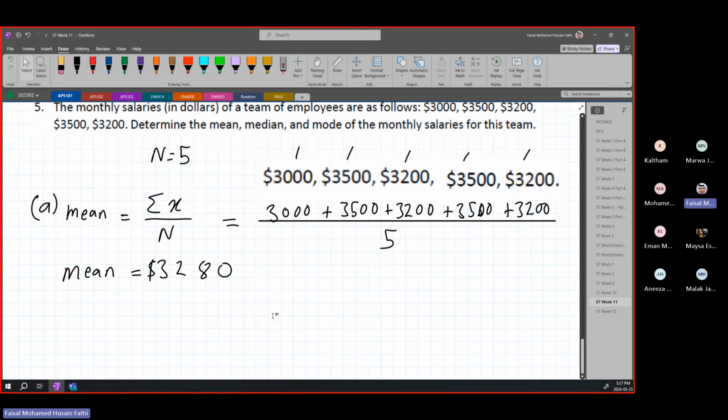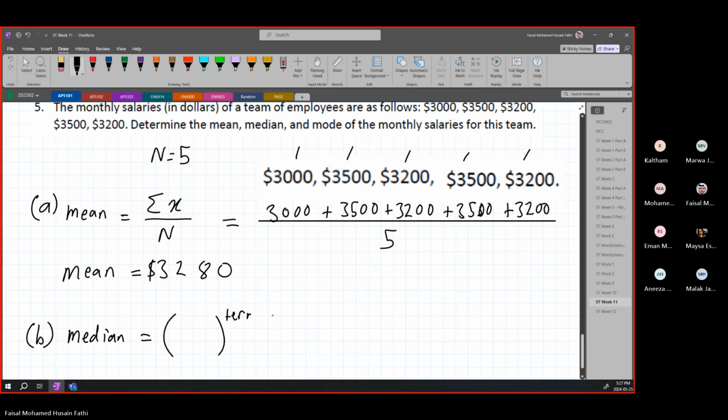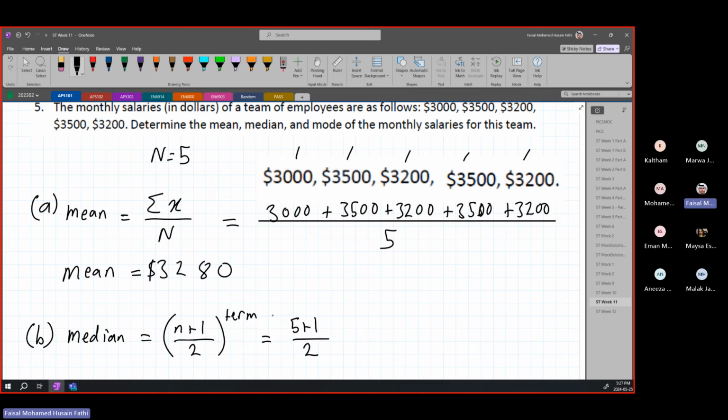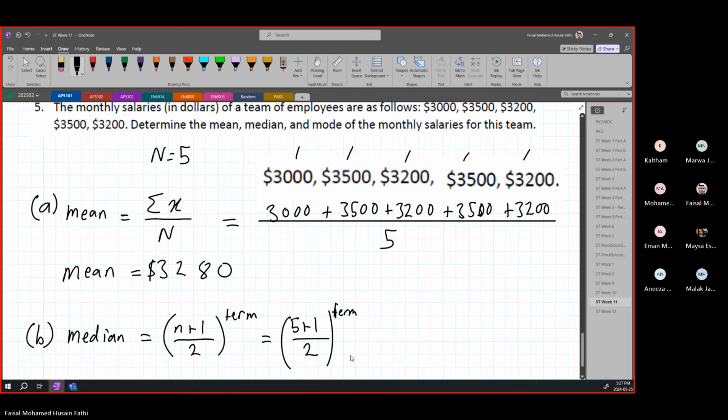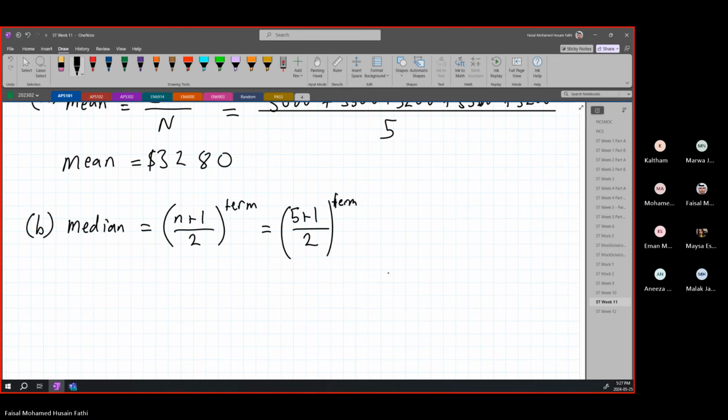Okay. What about B? B is the median. So again, the median, the equation for it is finding the term that is n plus 1 divided by 2, which is equal to, our n is 5, so it's 5 plus 1 divided by 2. Remember, this is just the location, all right? The term location. It is not the actual median value. So the term location is 5 plus 1, which is 6 over 2.